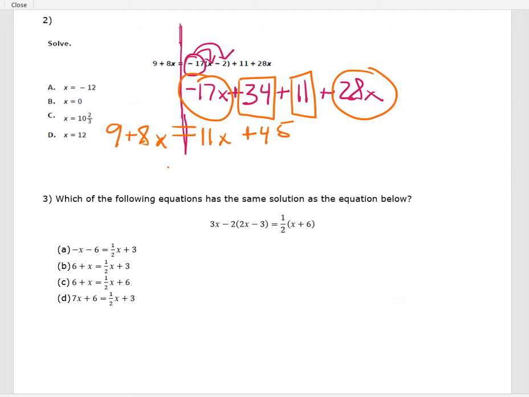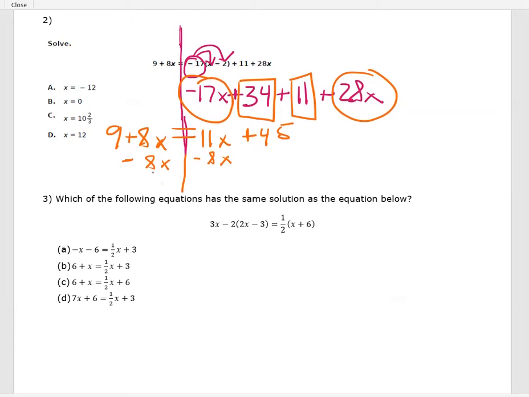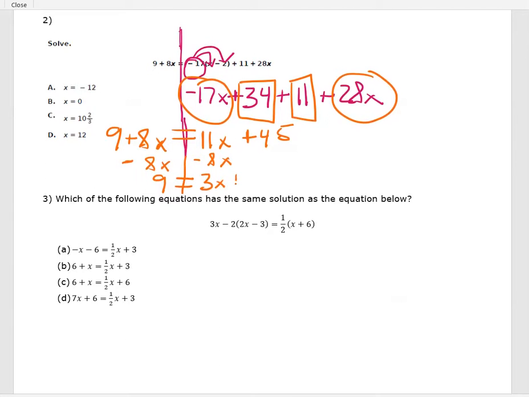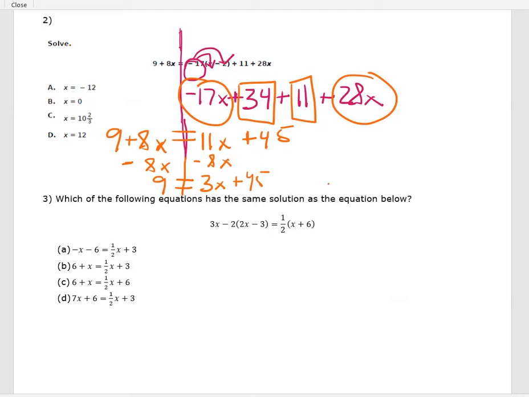So now I need to make a decision of where I'm going to isolate the x. In this case, I'm going to subtract the 8x from both sides because I don't super love working with negatives. I can, but I don't want to. So I have 9 minus 8x on the left, and 11x minus 8x should give me 3x plus 45.